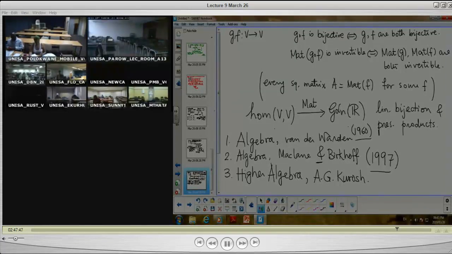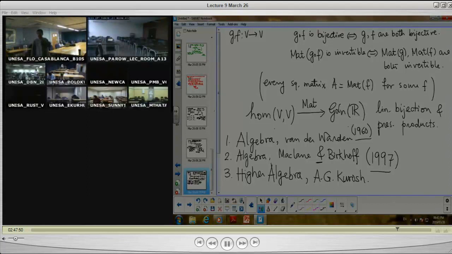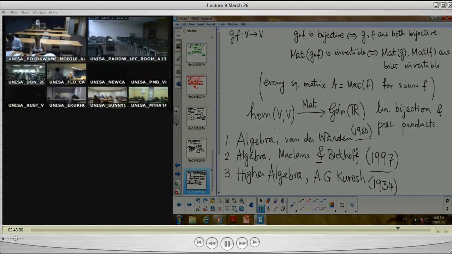I missed this one on kernel and image. Oh. Can you just explain a bit about the kernel? Which one? The kernel. Because I missed the kernel lecture.